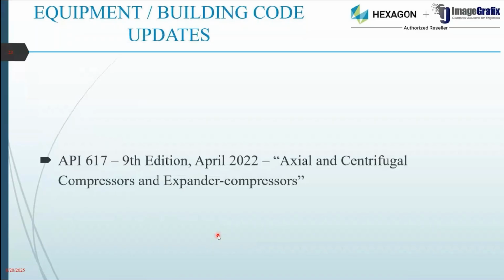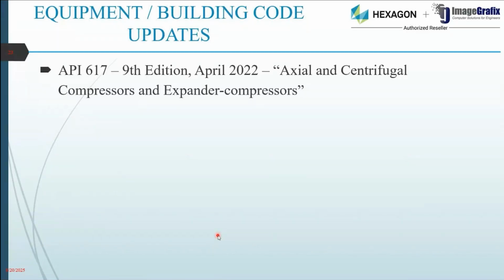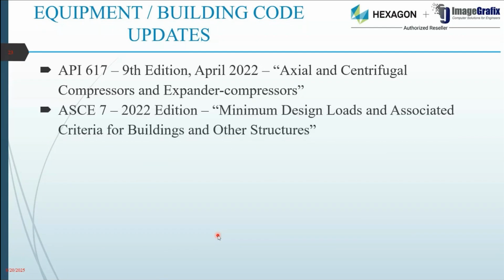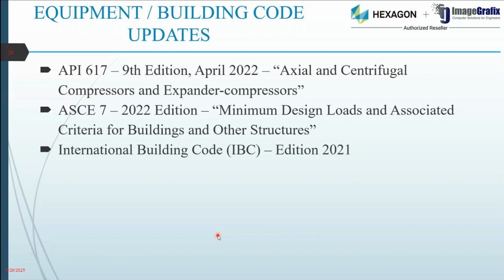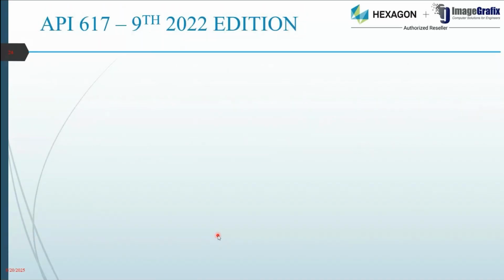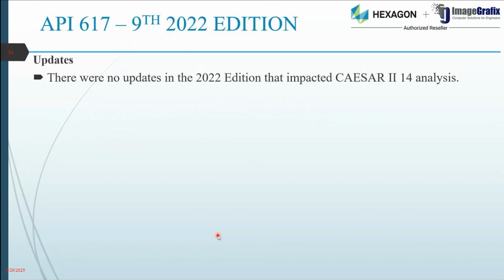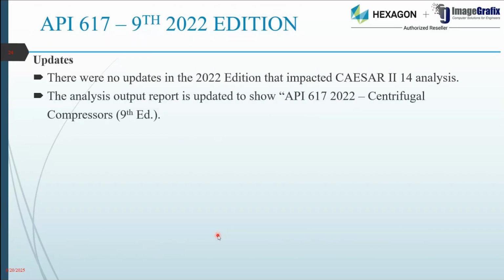One among them is API 617, in the equipment and building code updates, which has been improved to implement the 9th edition, released April 2022. ASCE 7 2022 edition has been implemented for design load calcs and associated criteria for building structures. The International Building Code 2021 edition has been updated. So these are the three major codes. What are the details individually? There are no major inclusions for API 617. The analysis report is just updated from API 617 to satisfy the 9th edition requirements.